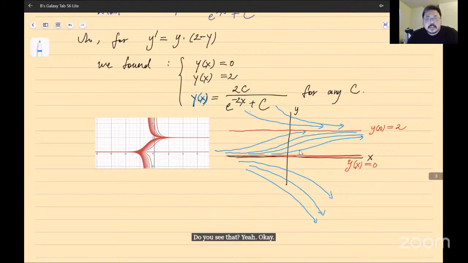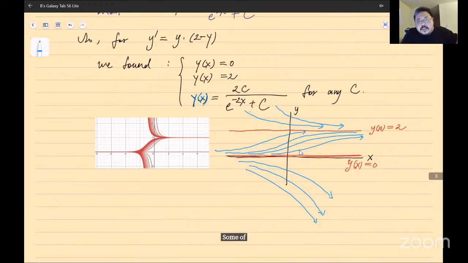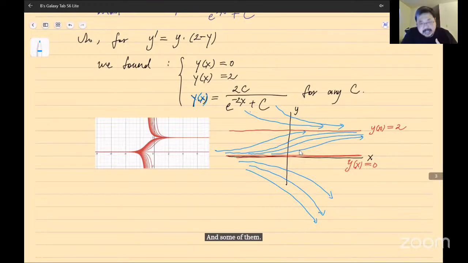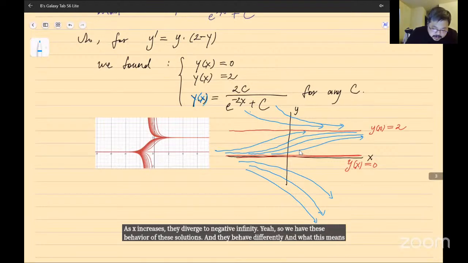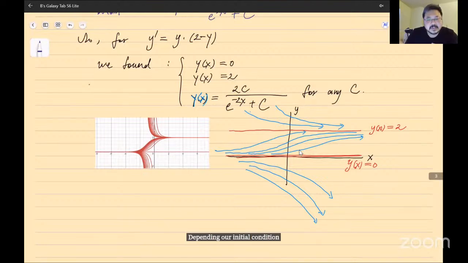Okay. And so you see that there are various interesting behaviors of these solutions. Some of the solutions eventually have an asymptote of y of x equals 2. Do you see that? And some of them, especially the one on the negative side, as x increases, diverge to negative infinity. Yeah? So these solutions behave differently. And what this means is that since the initial condition dictates which solution we're on, depending on our initial condition, we may end up at different places.